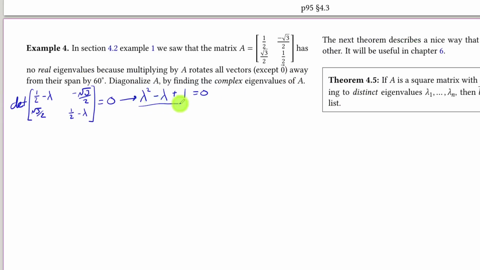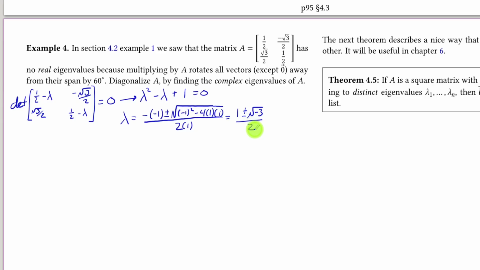You could try to factor this by finding 2 numbers that multiply to make +1 but add up to -1, and you will probably fail. But we could use the quadratic formula to solve this. How does it go? Negative b plus or minus the square root of b squared minus 4 times a times c, right? And divide that by 2a. So this ends up being 1 plus or minus the square root of -3 divided by 2.